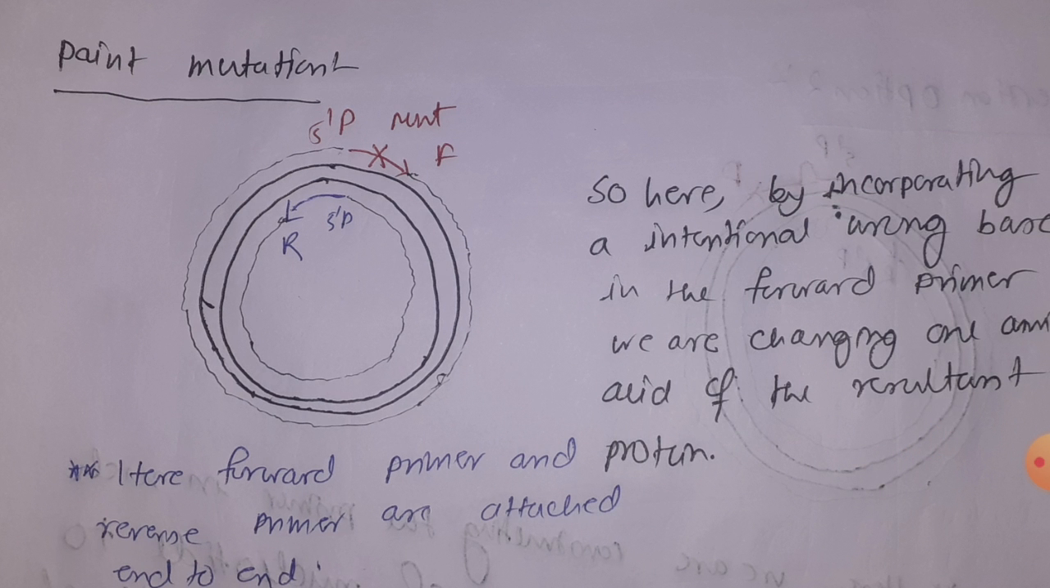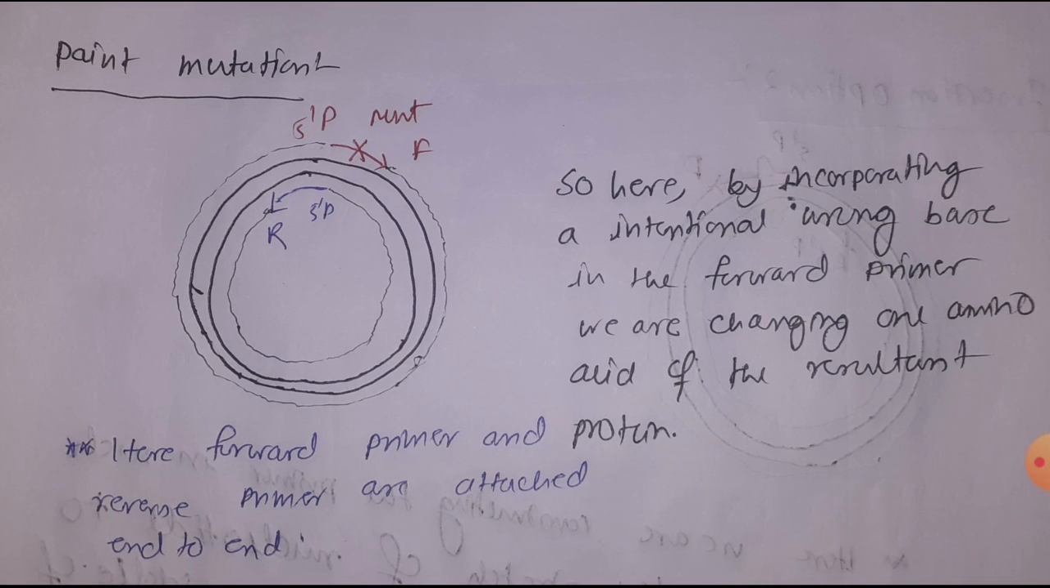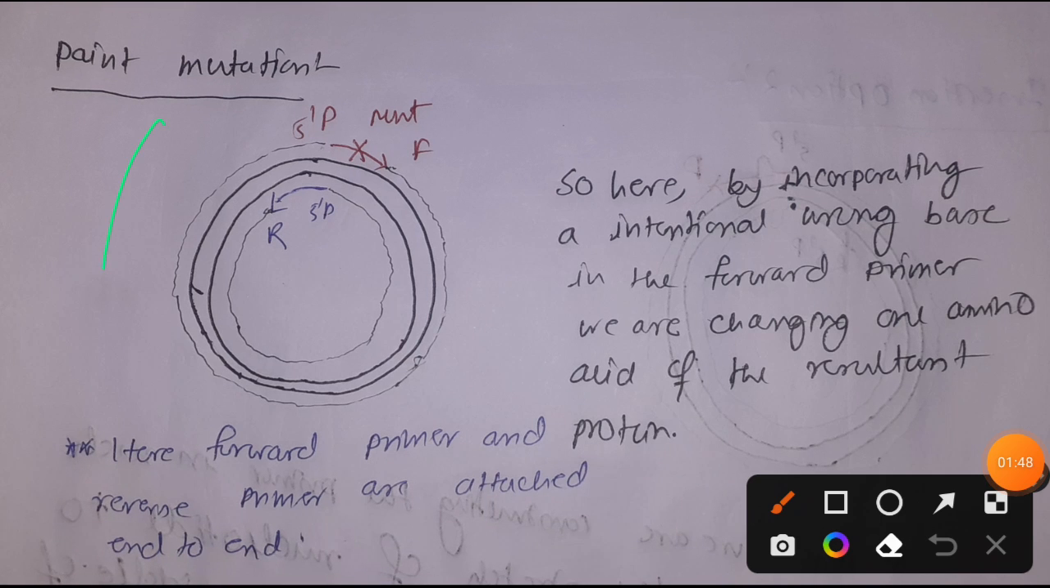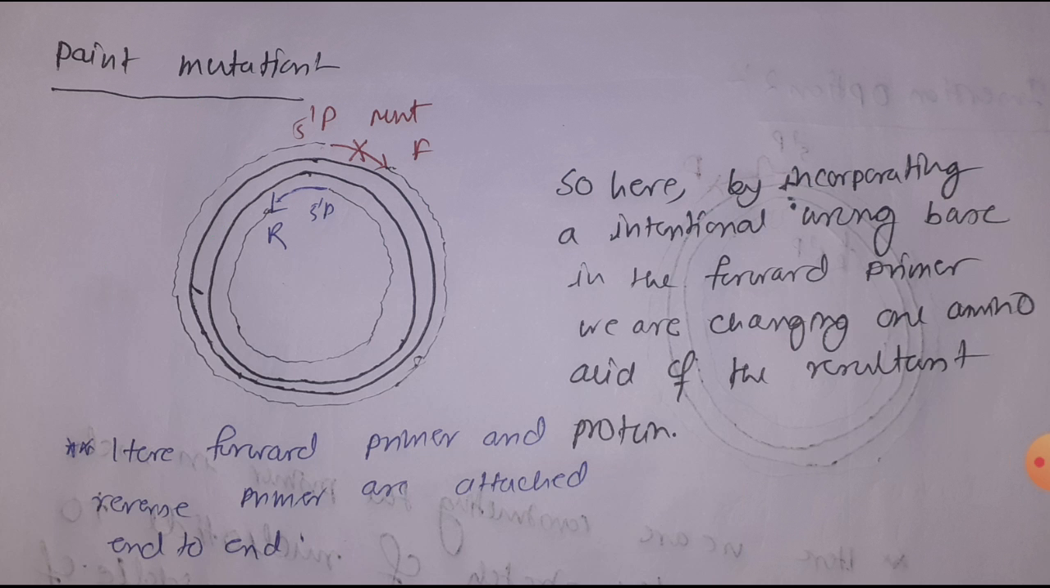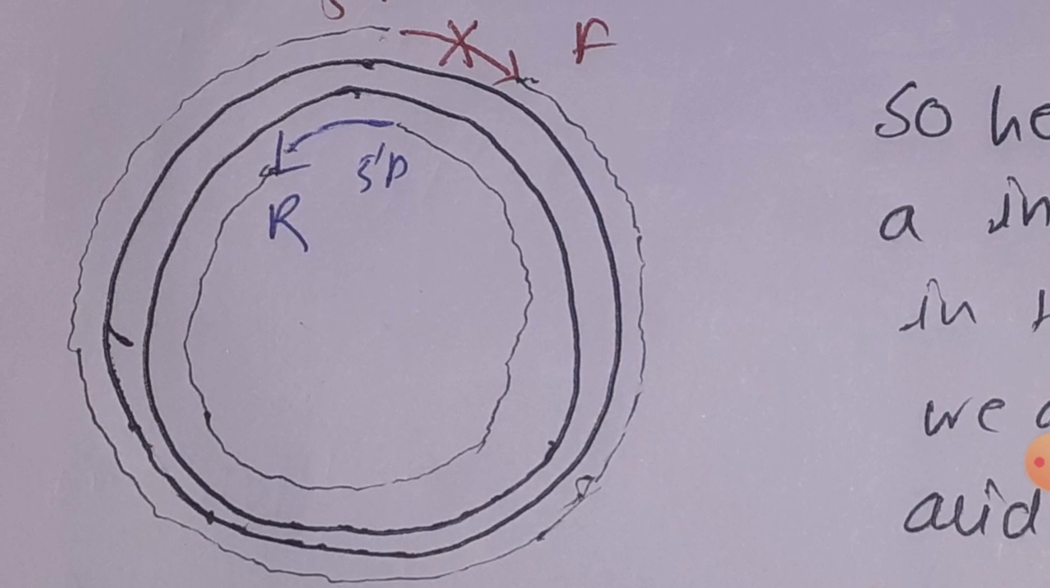So the first thing that we can do with the help of site directed mutagenesis, and we have also discussed this first example, the point mutation, in our detailed video discussion, because in that video we directed a point mutation in a protein, right? I hope you can remember. So let's recapitulate what we have done there.